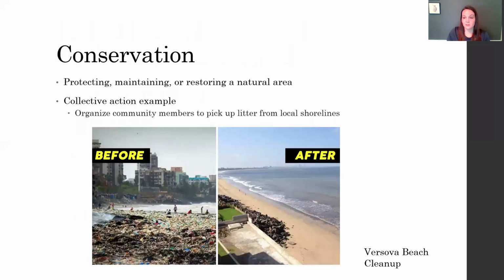So we'll start with conservation. Conservation is protecting, maintaining, or restoring a natural area. So our cleanups would fall under this category. This is basically organizing people to make impact on a certain environmental area, or protecting a certain environmental area from the introduction of pollutants.